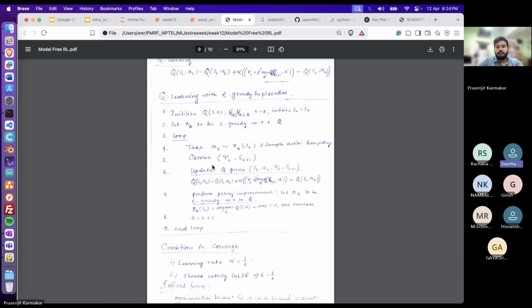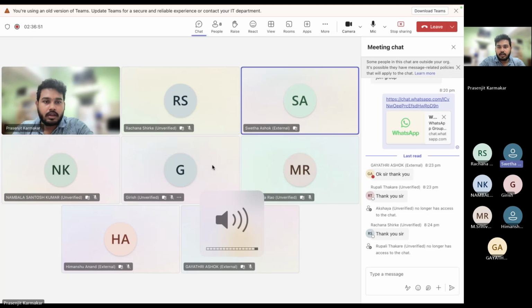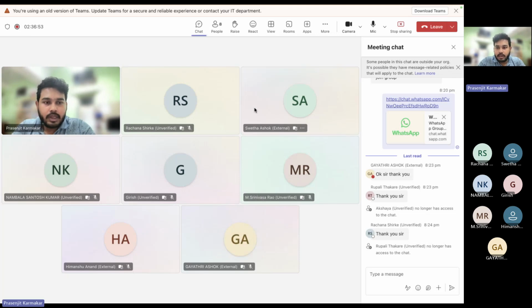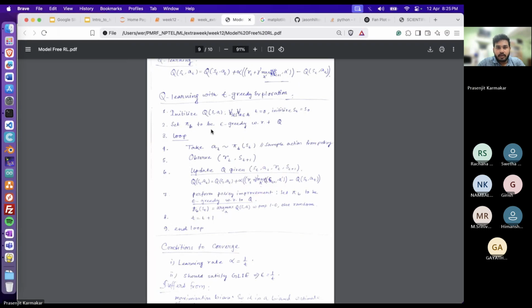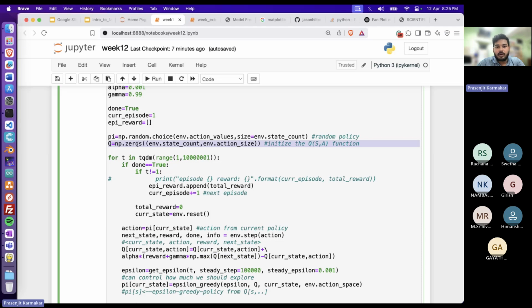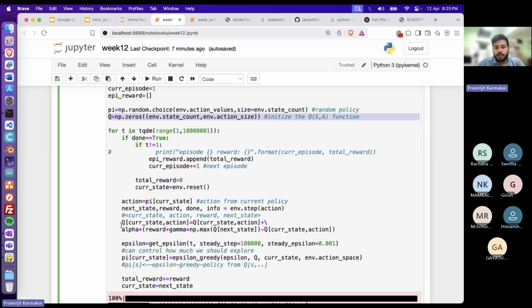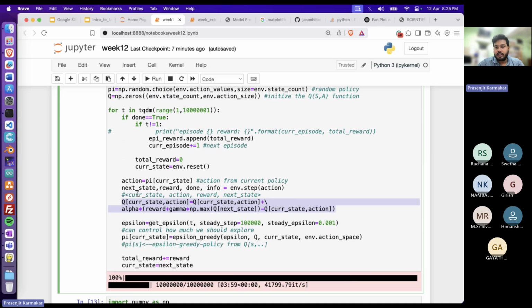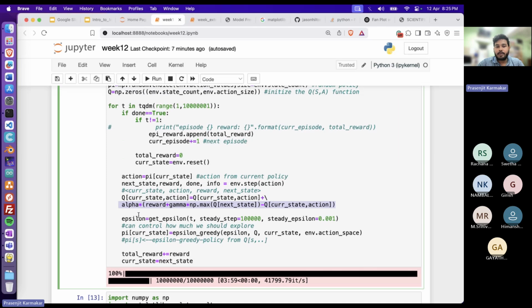How is this Q matrix made? Can you speak a bit louder? I cannot hear you. How is the Q matrix made? Okay. Initially we keep Q as all zeros, and then we update all values of states and actions with this update equation as we keep interacting with the environment. Basically we start with all zero values, and as we keep interacting with the environment, we update the values and also keep updating our policy.